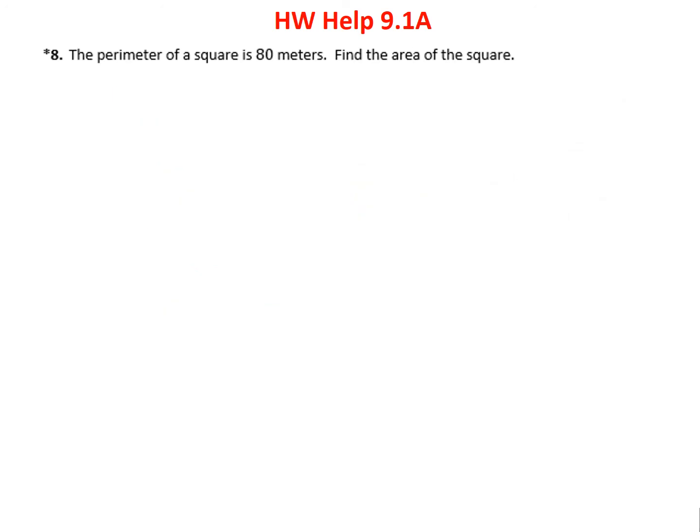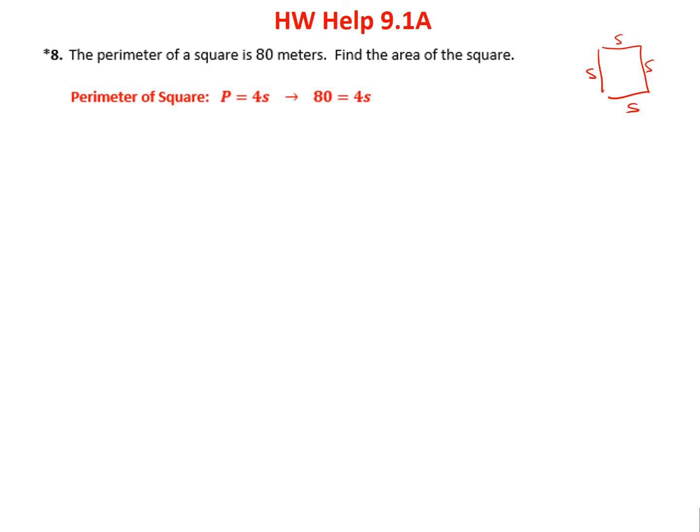Our last problem is a word problem. It says the perimeter of a square, that's the distance around, is 80 meters. Find the area. Now remember, if it's a square, then every side is the same. That means the perimeter is s plus s plus s plus s, or 4s.